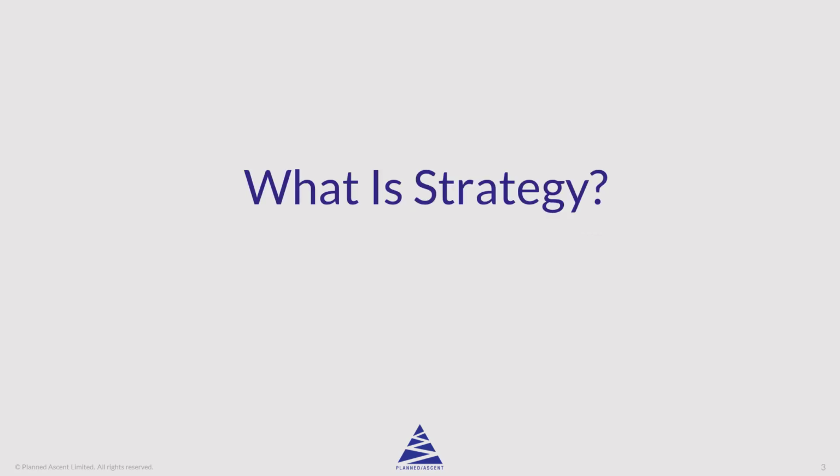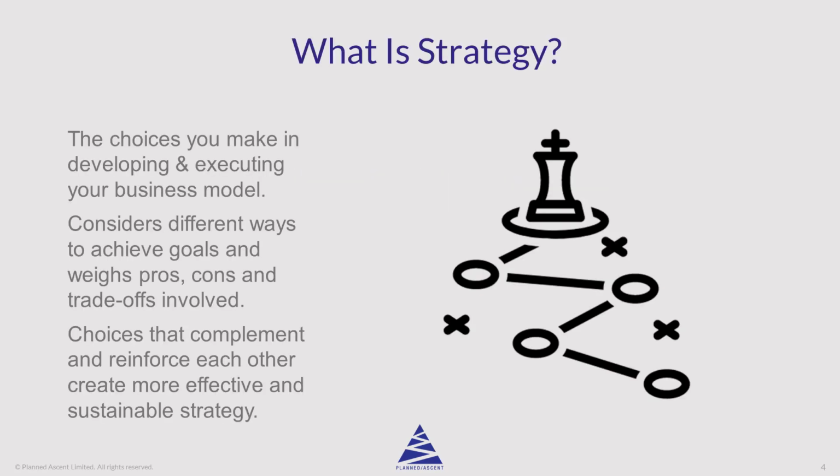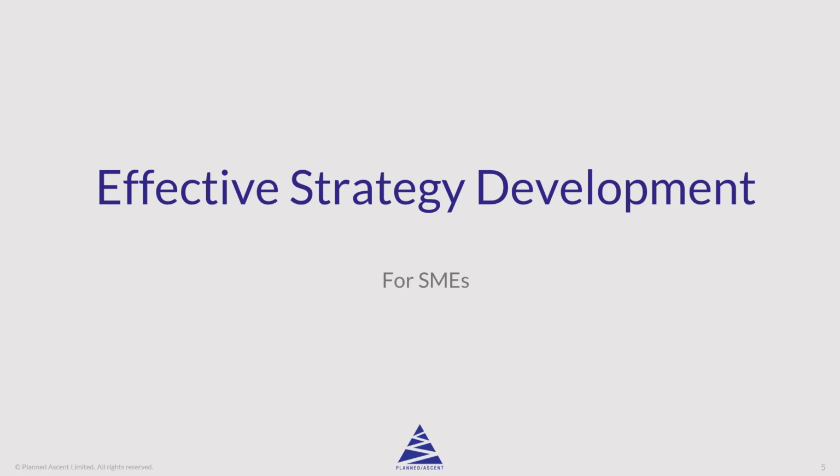What is strategy? Strategy is concerned with the choices you make in developing and executing your business model. It considers the different ways you could achieve your goals in a given context, identifies your chosen route, and weighs the pros, cons and trade-offs that you're accepting in choosing to go one way and not another. The more these choices complement each other and become mutually reinforcing, the more effective and sustainable your overall strategy will be.